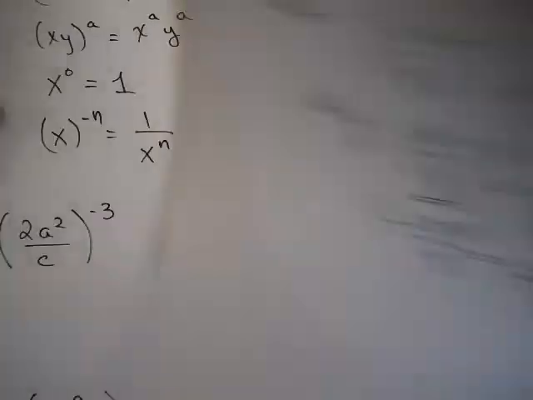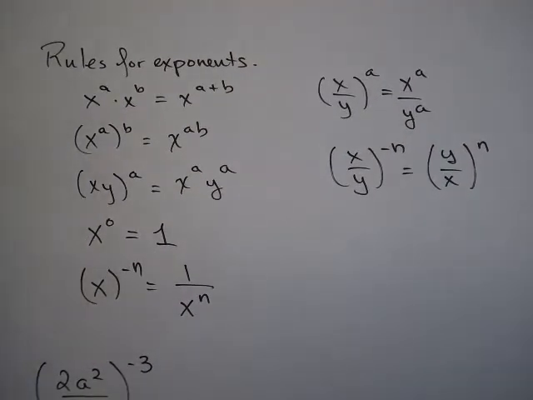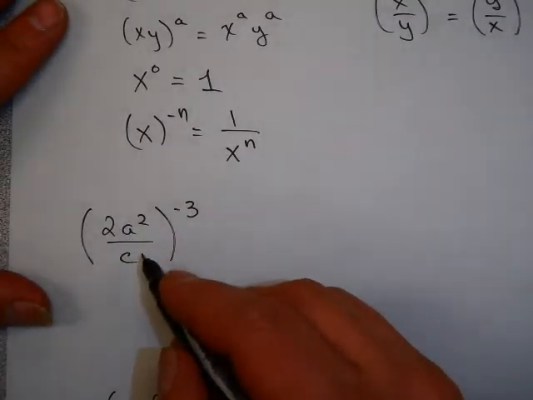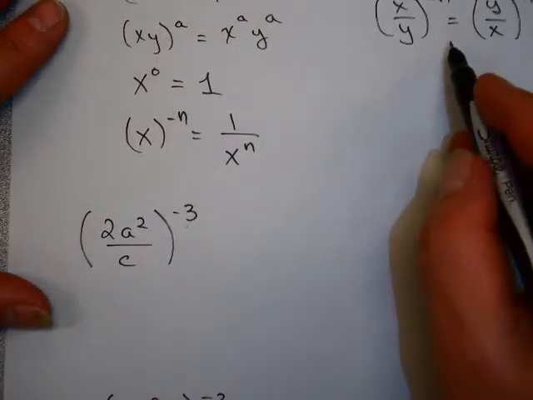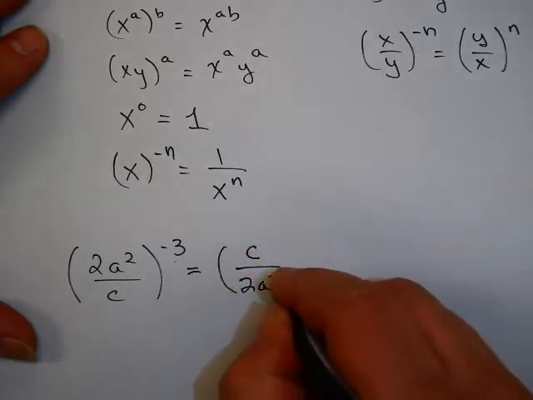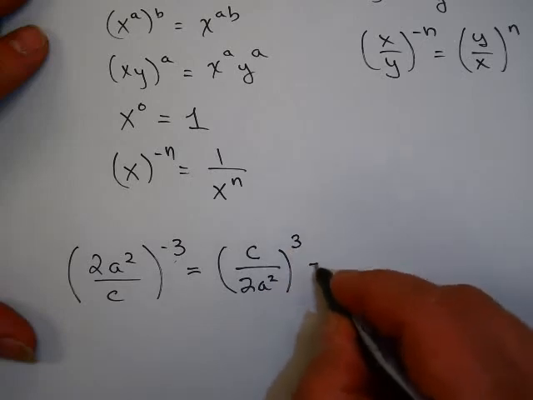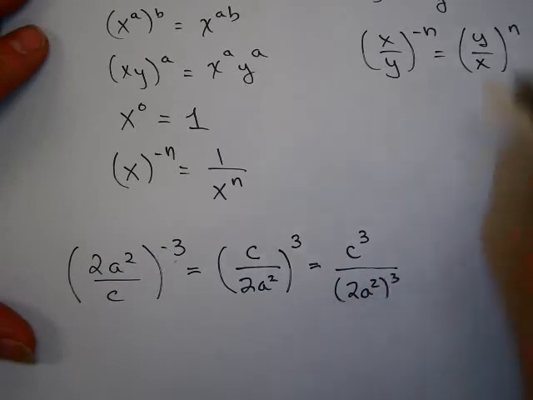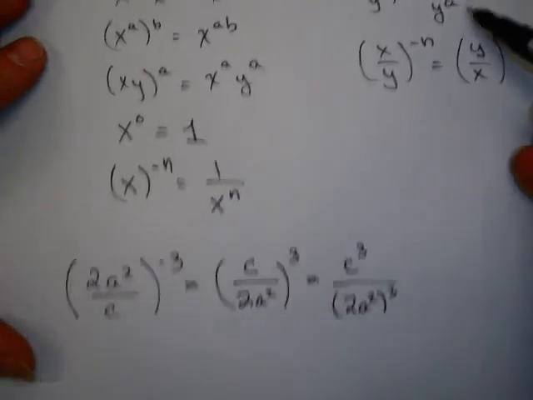I've taken all these rules and taken the liberty of writing them all down right here. So this is kind of useful to have handy, have a little chart like this handy as you're working on these problems. Now I'd like to try some harder problems here that work with this. Okay? So, 2a squared over c to the negative 3. Using this idea here, I can write this as c over 2a squared to the third, which is c to the third over 2a squared to the third. That I have from my rule up here, right?